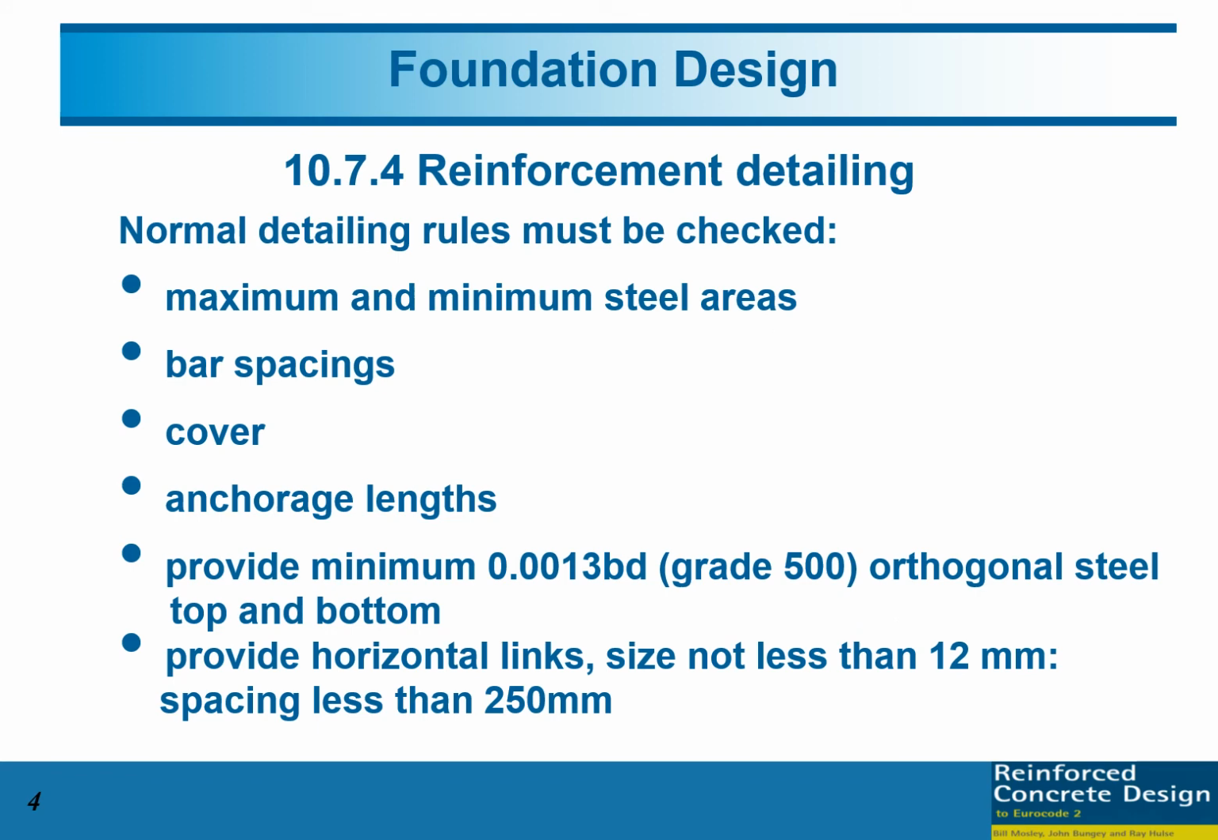Okay, so for the pile cap reinforcement detailing, first we need to determine the maximum and minimum steel area, and then the bar spacing, and then the concrete cover, anchorage length, and then provide the minimum reinforcement bar 0.0013 BD for grade 500. And then provide the horizontal link size not less than 12 mm and spacing less than 250. But no calculation for this horizontal link. So this horizontal link actually has function to tie the main reinforcement bar.